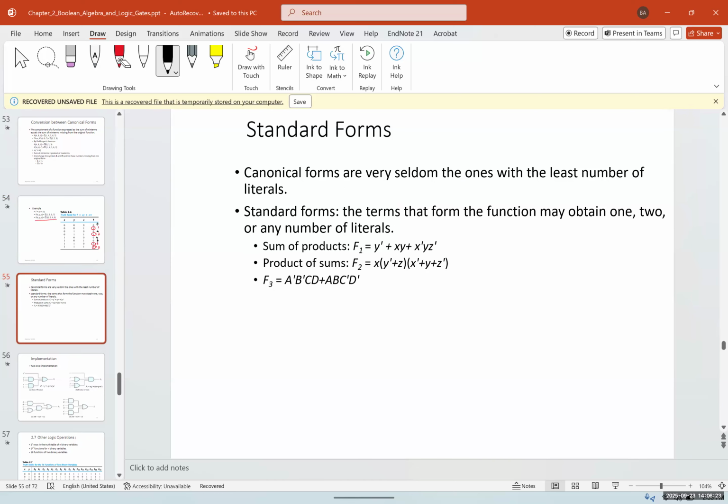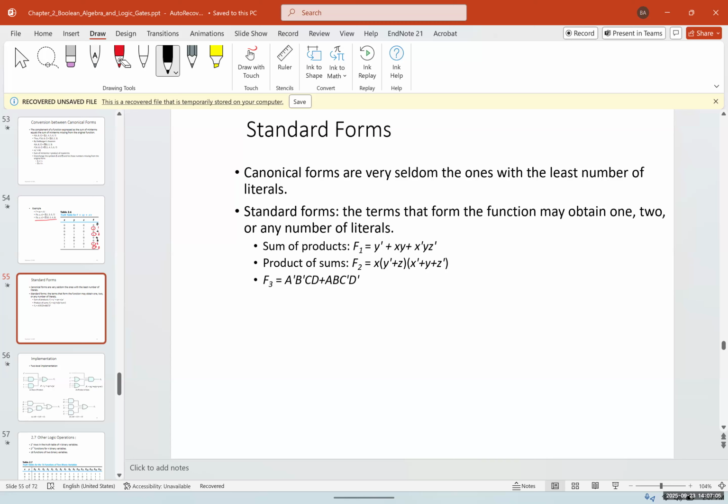Now, standard forms. Canonical forms are very seldom the ones with the least number of literals. In standard forms, the terms that form the function may contain 1, 2, or any number of literals. So for example, the sum of products F1 is y prime plus xy plus x prime y z prime. The product of sums F2 would be x, and with y prime plus z, and with x prime plus y z prime. And F3 would be a prime b prime c d plus a b c prime d prime.